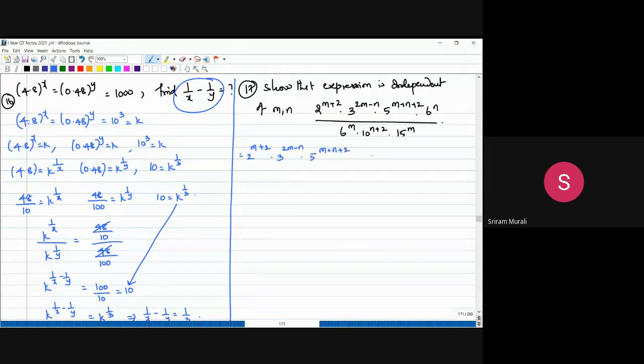6 is not a prime number. So how do you write this? It is 3 into 2 the whole power n, divided by, it is also not a prime factor, so reduce, 3 into 2 the whole power m, 5 into 2 the whole power n plus 2. This one, 3 into 5 the whole power m. Have you first understood this step? In the first step we are extracting to the prime base.